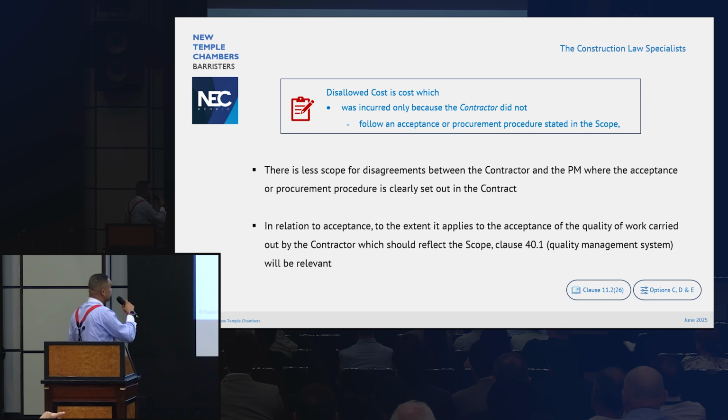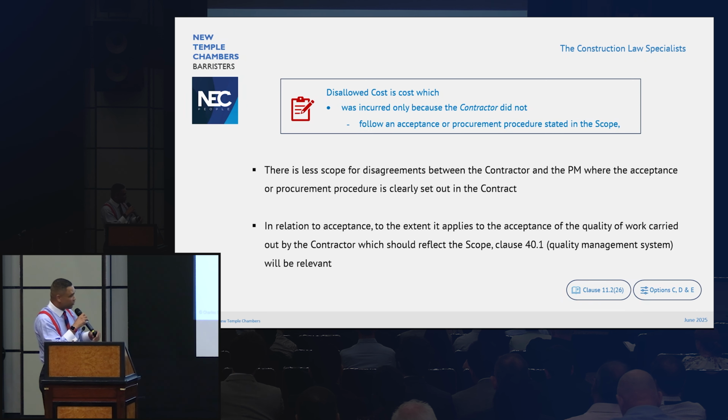Again, incurred only because the contractor did not follow an acceptance or procedure in the scope. Well, something I've suggested to contractors who I've advised is to try and agree with the project manager exactly what's going to be required by way of substantiation or otherwise at the start of the project. Let's not wait until we get towards the end of a project. I had one project with about £10 million in disallowed costs. That's not the time to have the debate about what's acceptable, what's reasonable, what's not reasonable. Try and have that conversation up front, right at the outset, rather than wait until we're in a position of disagreement, and the figures are significant.